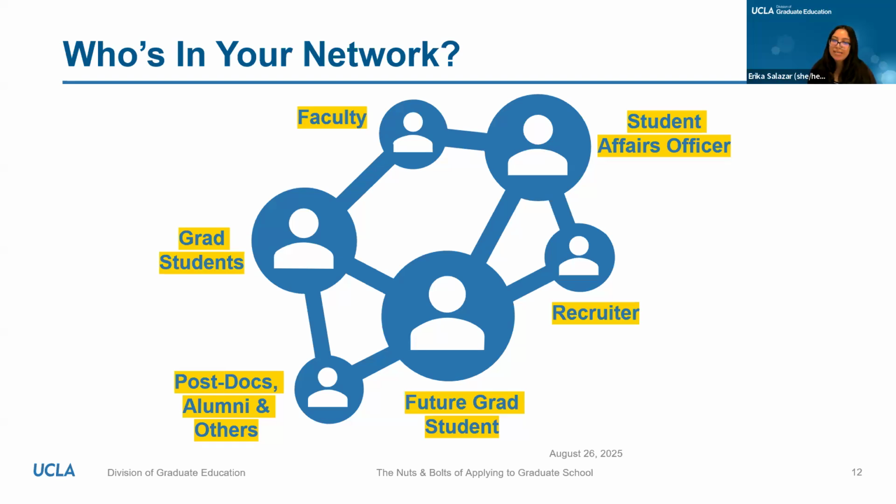Let's say, for example, you as a future graduate student reach out to me, the recruiter, and you are interested in our psychology program. As a recruiter, I can connect you with a student affairs officer. A student affairs officer is a graduate program advisor for a specific grad program who is the kind of middle person between faculty, grad students, postdocs, alumni, and others. They are the person you want to talk to if you have any questions about their graduate program, about their funding, about their curriculum. They are the person that I will put you in contact with.